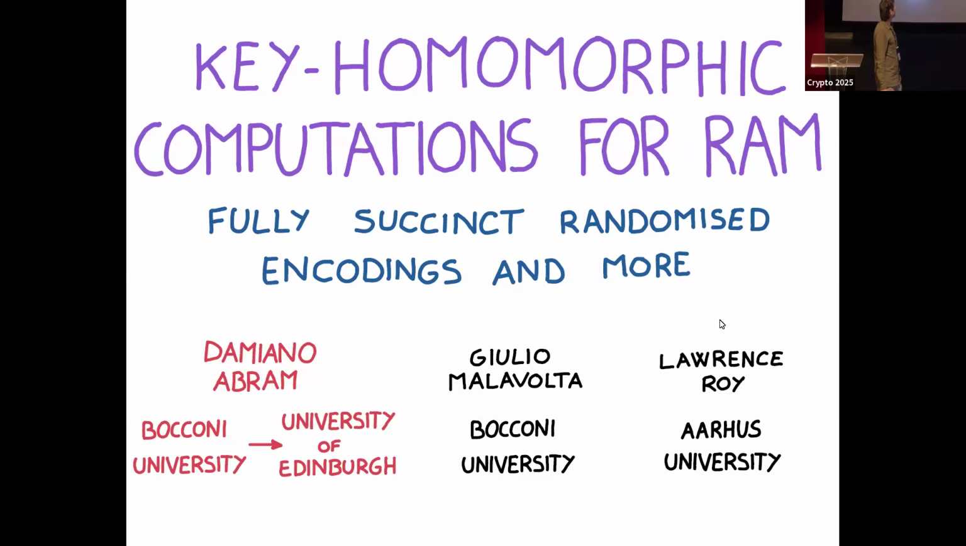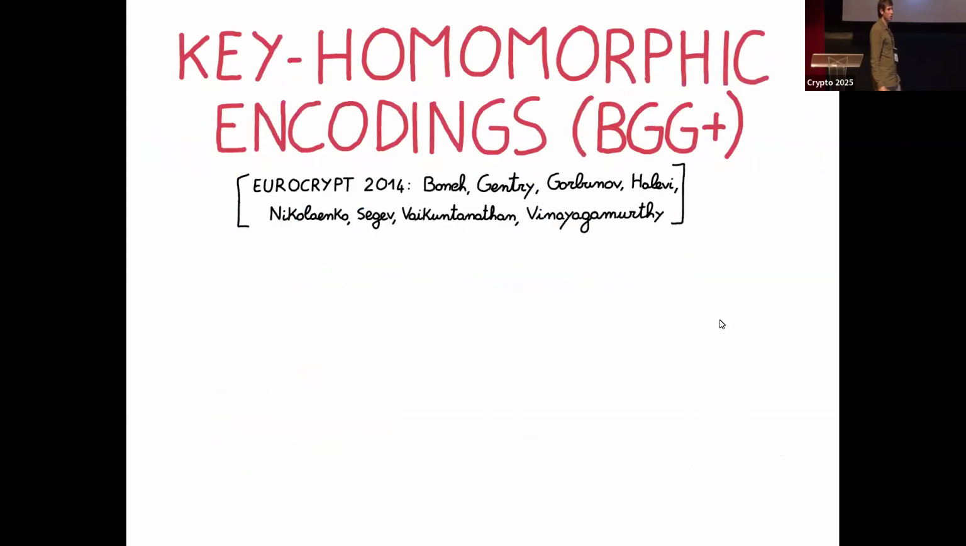So our story starts at Eurocrypt 2014 with the work of Boneh, Gentry, Gorbunov, and many other authors you see on the slide. In that paper, essentially, they build these lattice-based key homomorphic encodings that from now on I will refer to as BGG+. If you're new to this area, you essentially need to know that this is a tool that allows us to authenticate computation in a similar way to how FHE allows you to encrypt computation.